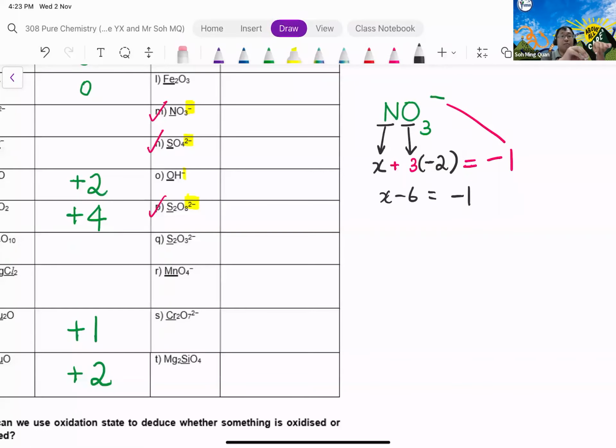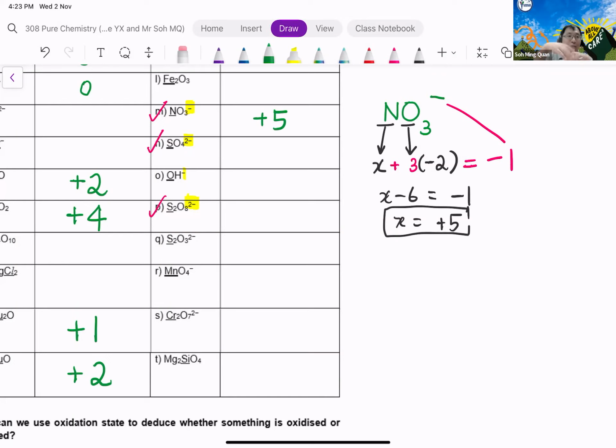So you should have gotten X minus 6 is equals to -1. Now, carefully shifting terms around, you will get X is equals to +5. So of course, this gives us the answer +5. So the oxidation state of nitrogen is +5 in nitrate.